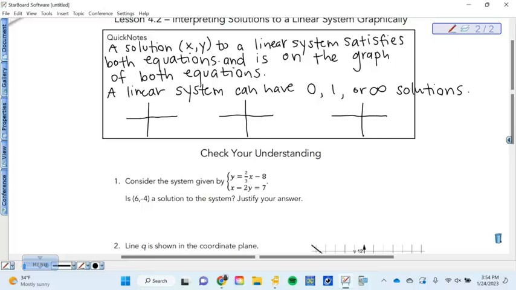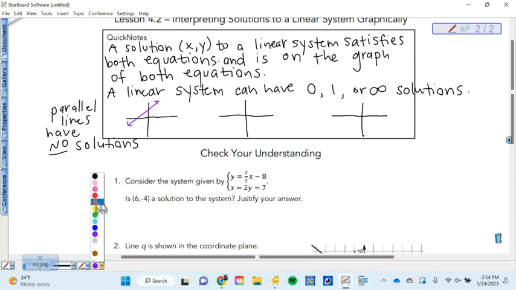What kind of system has 0 solutions, has no solution? Parallel lines, exactly. So parallel lines have no solutions. Right? That looks like this. Oh, that does not look parallel. That's better. Parallel lines have no solutions.